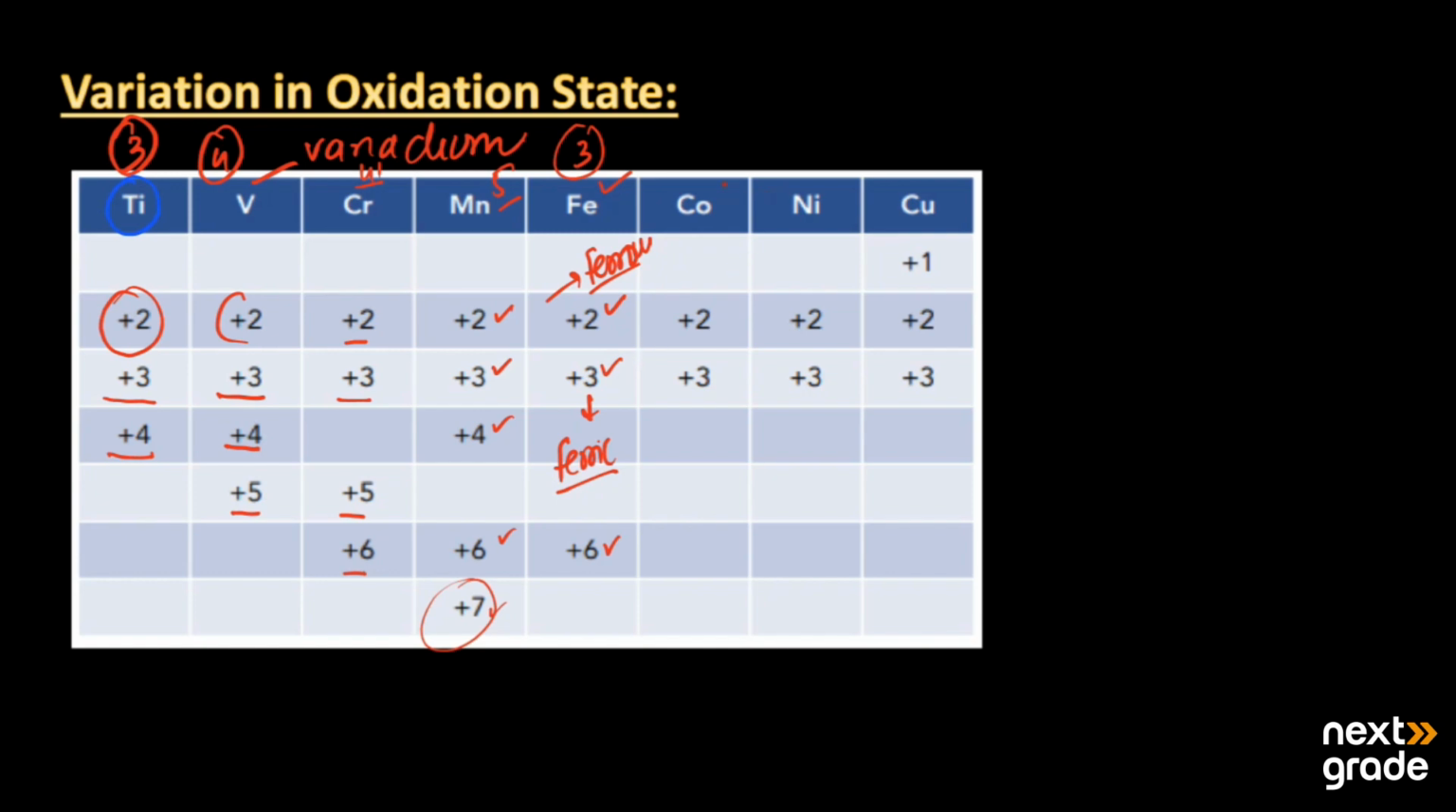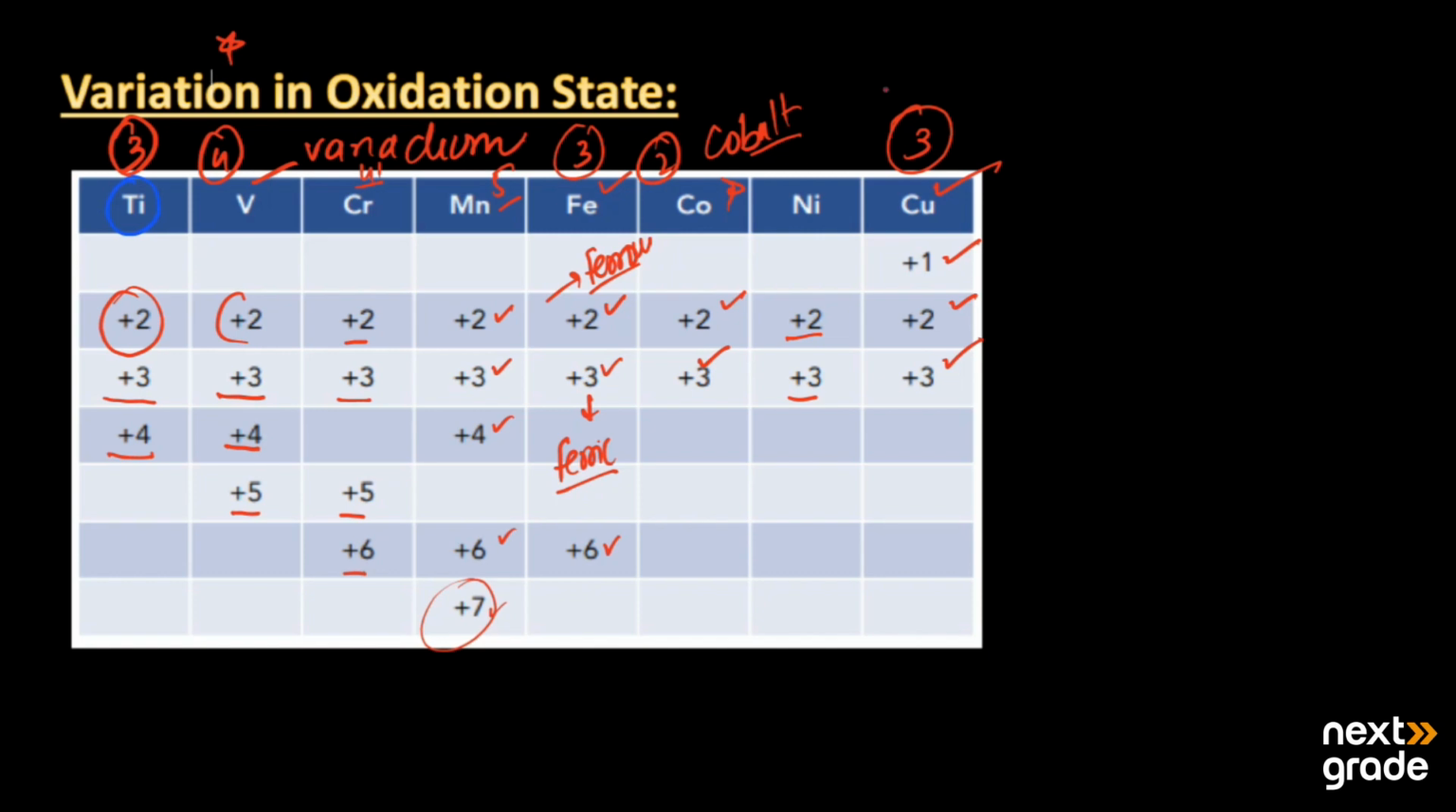Then we talk about cobalt, whose symbol is Co. It exists in only 2 oxidation states, plus 2 and plus 3. Likewise, nickel can also show plus 2 and plus 3, and copper can have 3 oxidation states: plus 1, plus 2 and plus 3. So this is the simple variation in the oxidation states of all these transition elements.